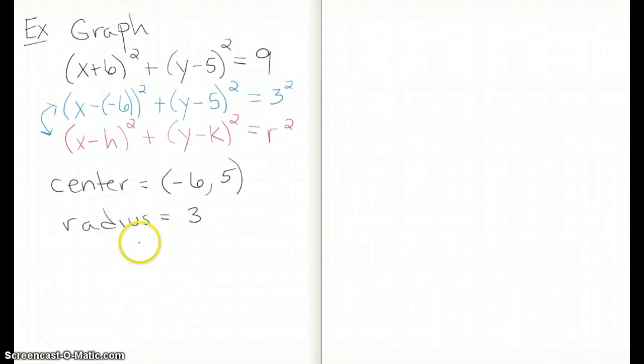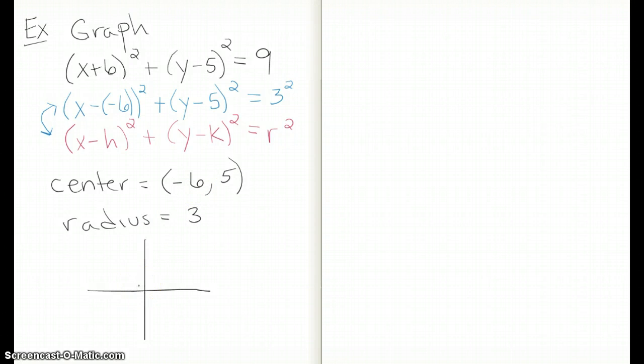So to graph this thing, because that's what we were instructed to do, I suggest first putting the center down, and then trying to figure out how to do this radius here. So let's start with the center. We go over to negative 6 and up 5.